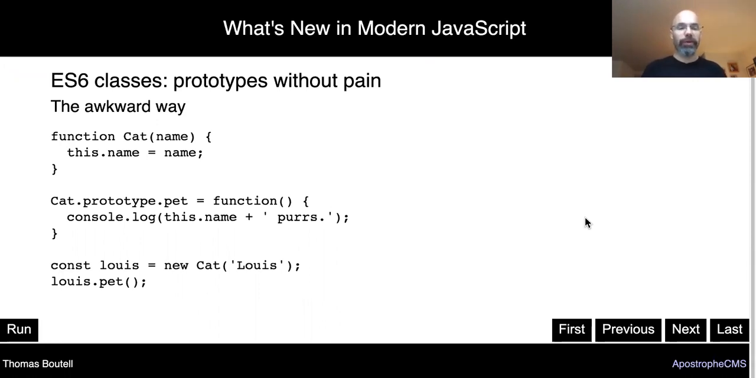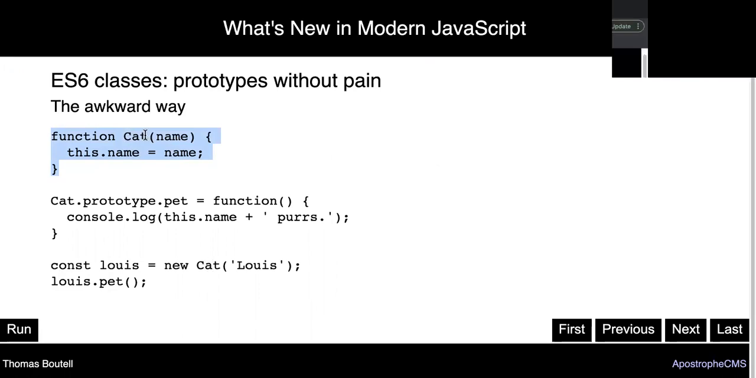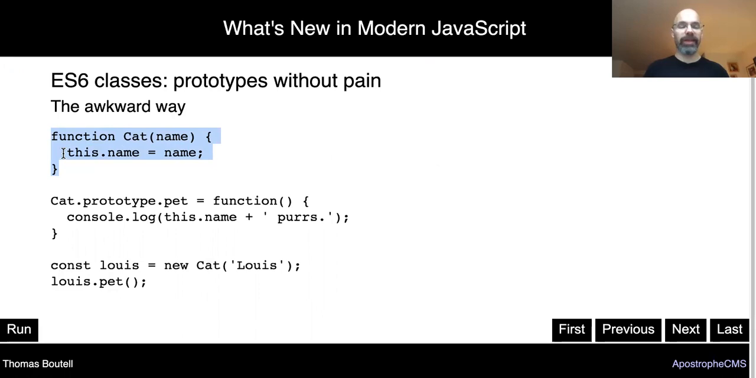But let me just show you the classical awkward way of making an object-oriented class, like a class you might find in Java or PHP, using classic ES5 JavaScript. So you would start by writing a constructor function. And when you call, let's say, new cat, that calls the function cat with a brand new object you can refer to as this.